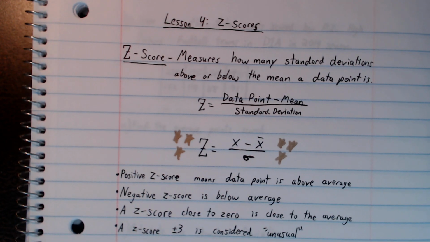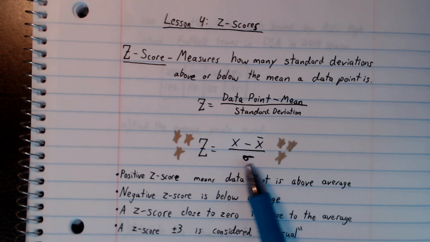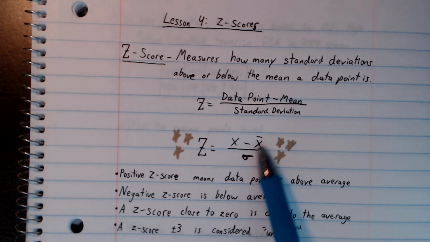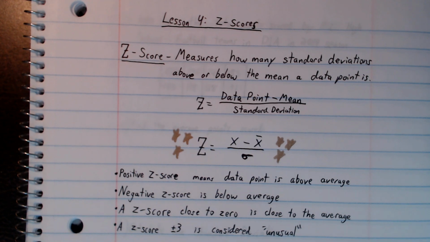So here's the last lesson, z-scores. This is for you COVID kids. The z-score measures how many standard deviations above or below the mean a data point is. It's pretty easy to do. You take your data point, you subtract the mean, and you divide by your standard deviation. Here it is in formula. Your z-score equals x, right? That's your data point, minus your mean average, divided by standard deviation.